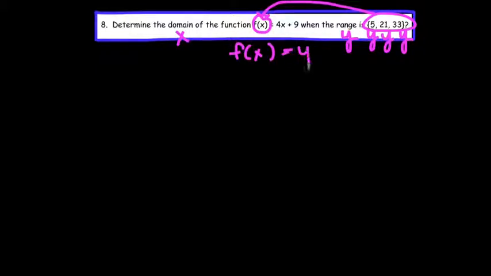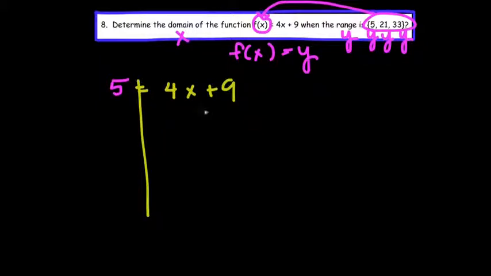All right, last one, it asks us to determine the domain. So again, these are the x values of the function f(x) = 4x + 9 when the range, again, those are the y values, are 5, 21, and 33. So these numbers are going to get plugged in where that f(x) is, because remember, f(x) is the same thing as y. So we're going to start with 5. So I'm going to say 5 is equal to 4x + 9.